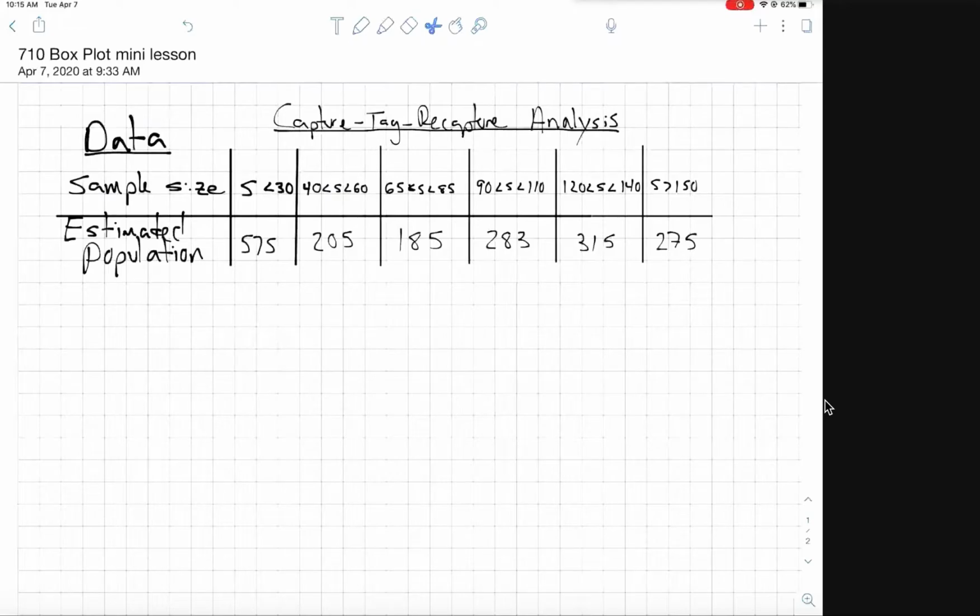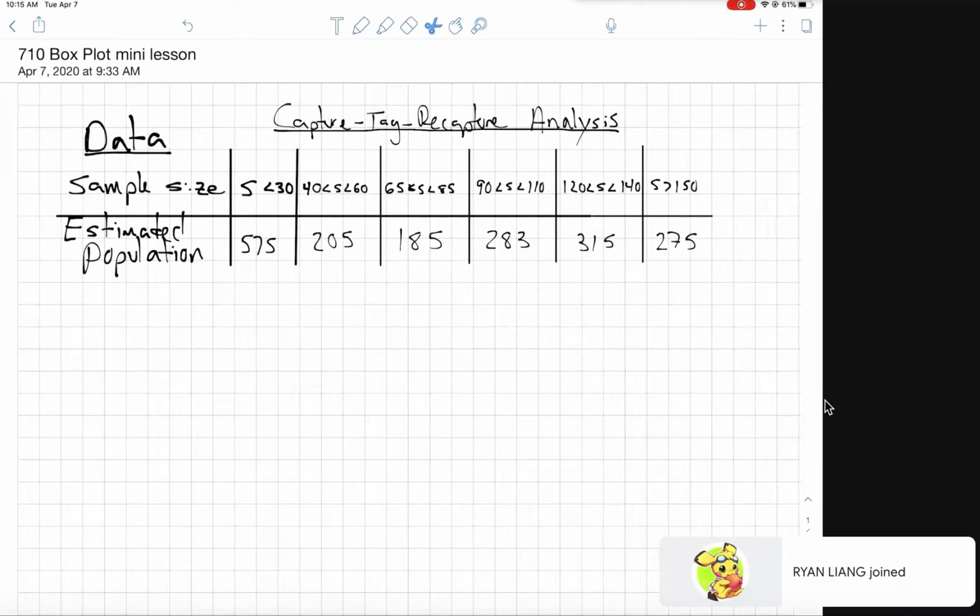I've collected some data from a student in our class, and I've put their data in this table. For each sample of fish that they've caught, we have an estimated population based on doing the equivalent ratios. For those of you who did the assignment last week, you understand where this data is coming from. If you didn't do the assignment last week, that's okay. We'll just focus on how we construct the box plot from this data.